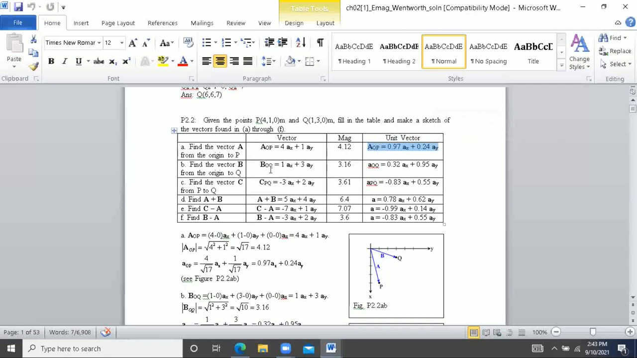In the same way, you can find B. B is exactly like A. Now you want to find your vector from P to Q. The vector from P to Q is Q minus P, right?